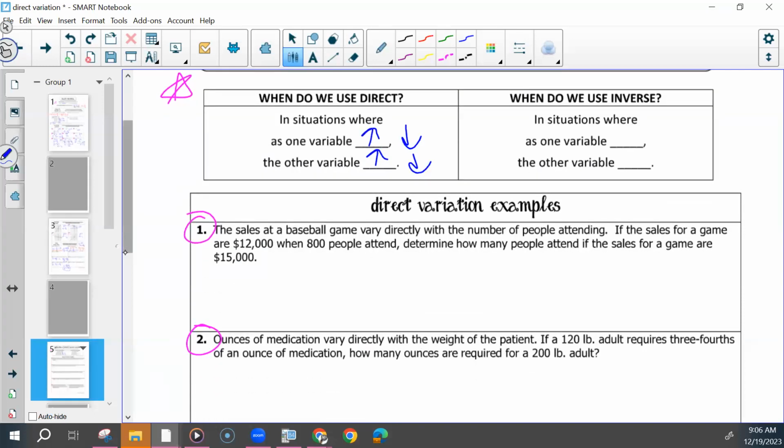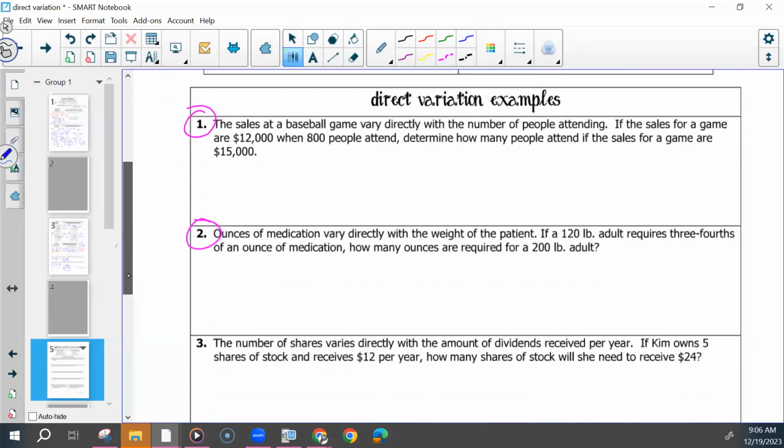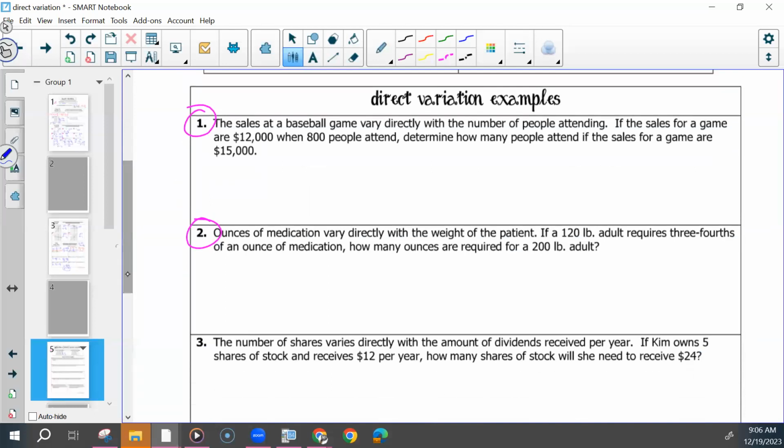Let's read through this first one. The sales at a baseball game vary directly with the number of people attending. If the sales for a game are $12,000 when 800 people attend, determine how many people attend if the sales for a game are $15,000. What do you think is important?